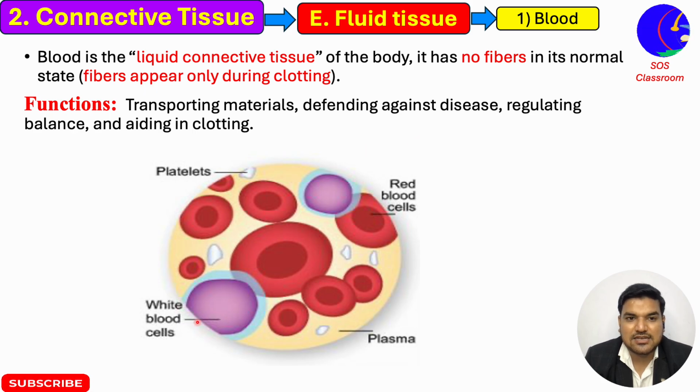The function of the different types of blood cells is transporting materials, defending against disease conditions like WBC, and regulating balance and aiding in clotting like platelets. Platelets are helpful for blood clotting. RBC is helpful for the transportation of materials like oxygen and carbon dioxide. And WBC is helpful for immunity, fighting against bacteria.